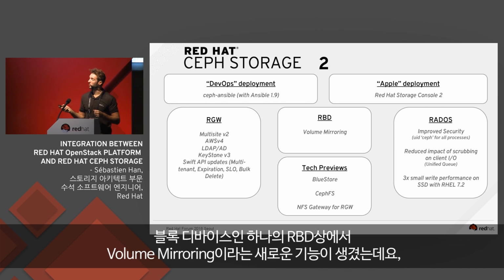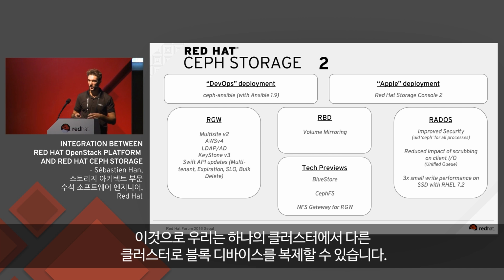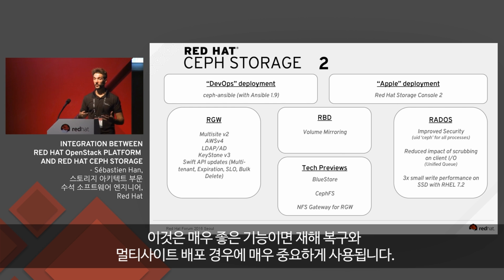On the RBD side, on the block device side, we have a new feature called volume mirroring, which allows us to replicate block devices from one cluster to another. It's a really good functionality, and it's really crucial for use cases like disaster recovery and multi-site deployments.